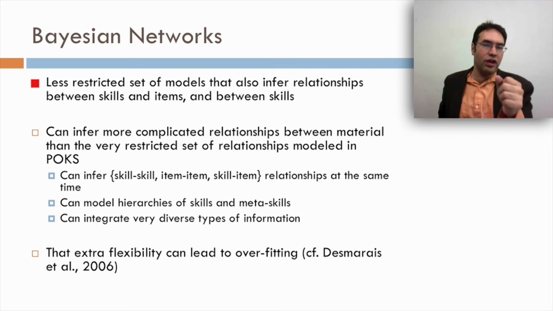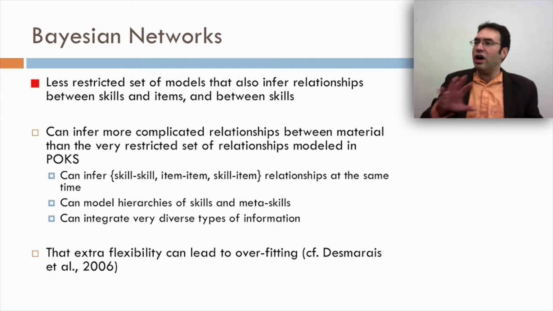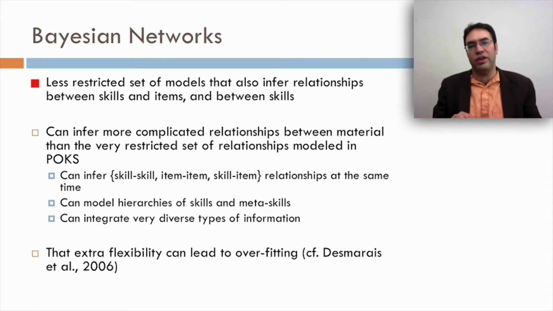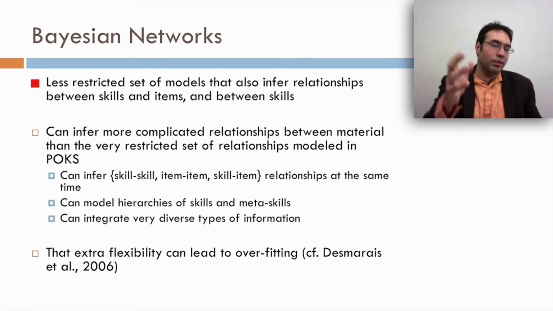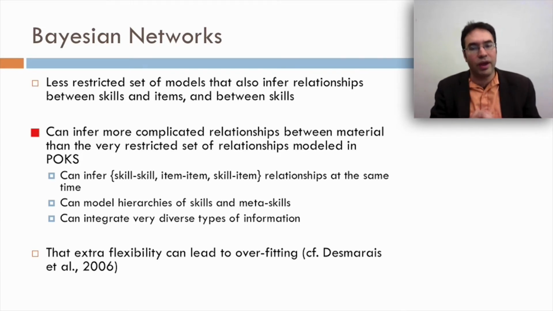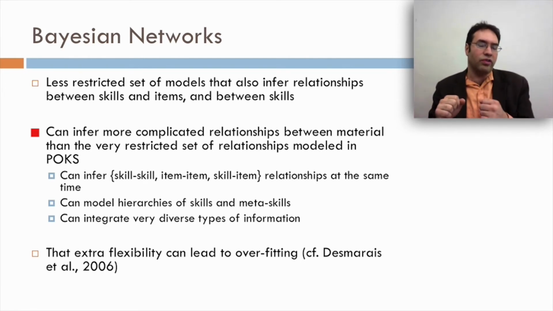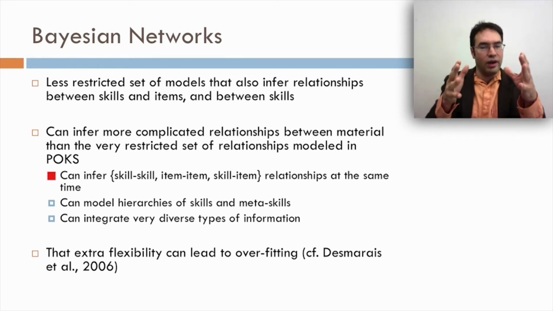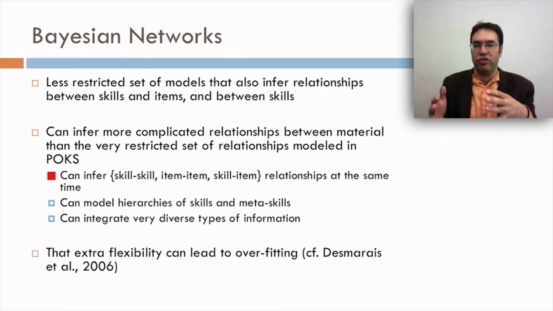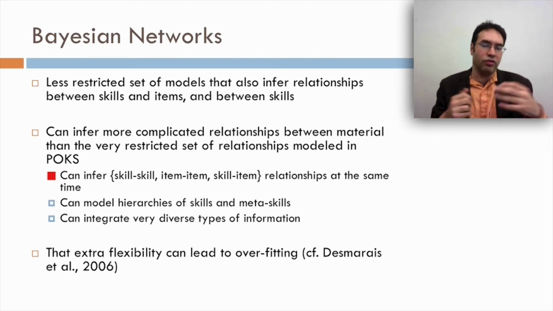Bayesian networks are another framework you can think about. They're a less restricted set of models that also infer relationships between skills and items and between skills. A lot of things are simple versions of Bayesian networks. For example, BKT and every advanced BKT model we talked about was a very simple BayesNet. But BayesNets can be much more complicated as well. They can infer very complicated relationships between material compared to a skill item mapping or the very restricted set of relationships that POCs models. So they can infer skill-item, skill-skill, item-item relationships at the same time, and multiple types of these relationships.